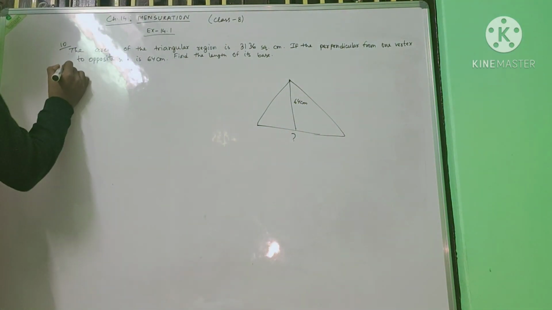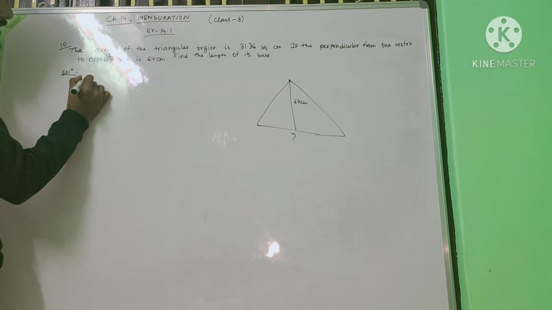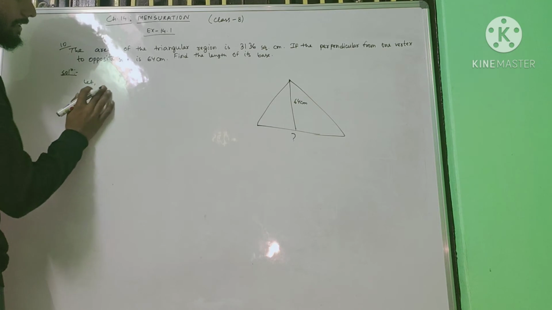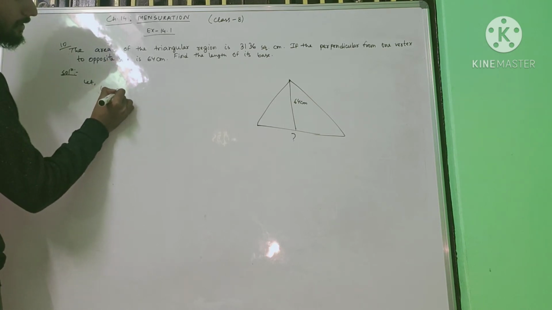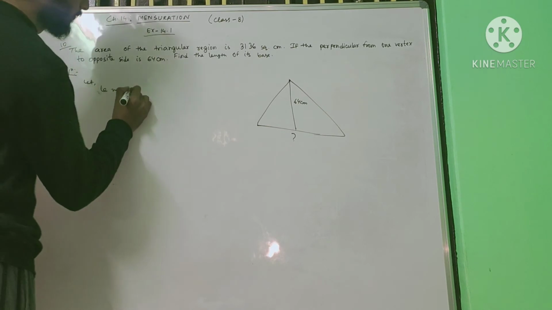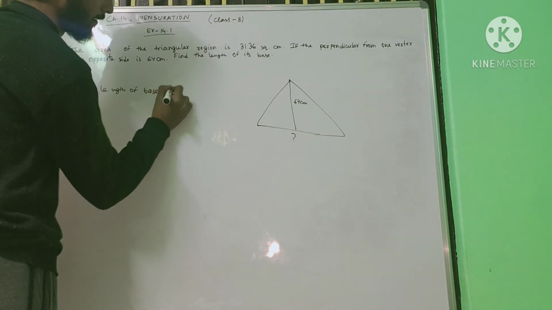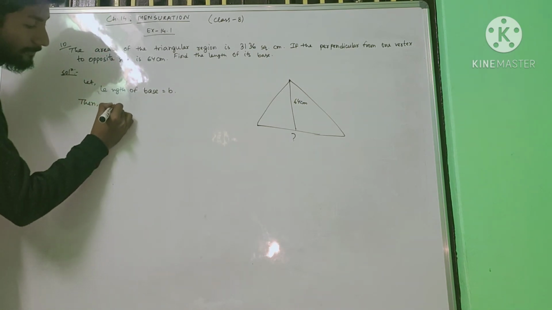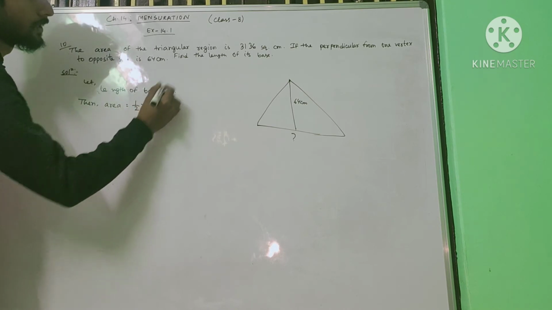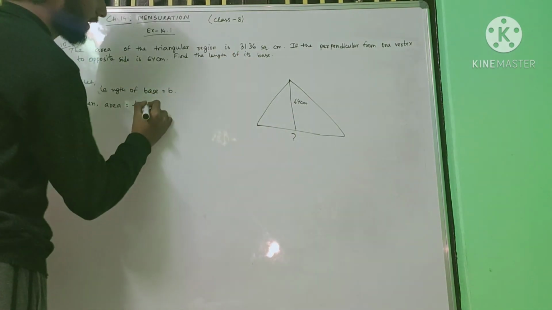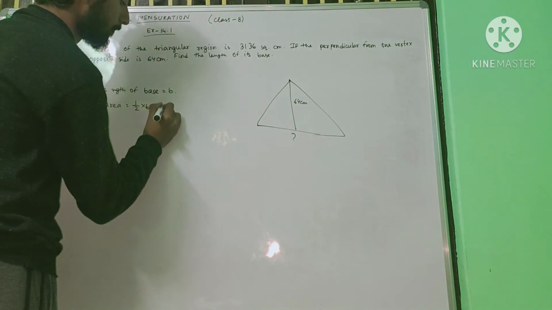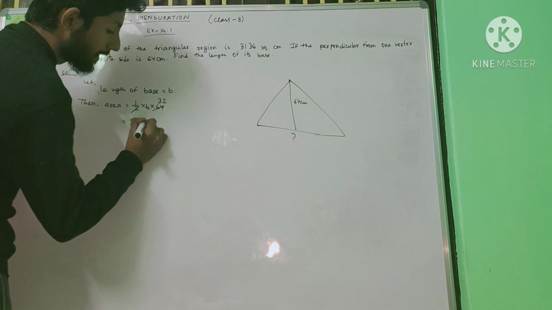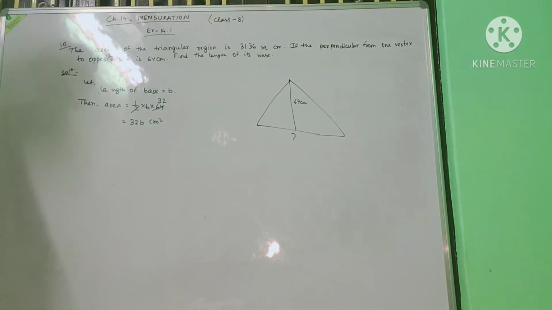We don't know that one, so we can write: length of base equals b. Then area will be half into length, base is b, into height is 64. We can cut this one, there will be 32. So the area is 32b centimeter square.